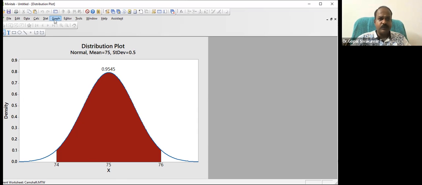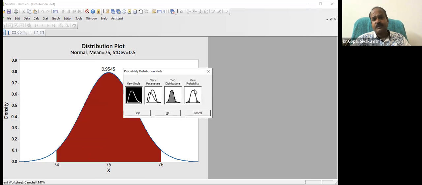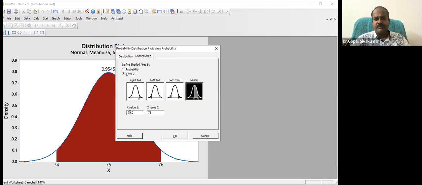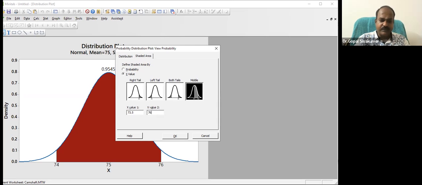Let me do that. Go to graph. Go to probability distribution plot. View probability. Okay. Keep it normal. Keep the same mean and standard deviation. Go to shaded area. Instead of 74, now I am saying 73.5. How many standard deviation now I am moving from the center? 3. 3 on the left side. Now similarly 76.5. 3 on the right side.